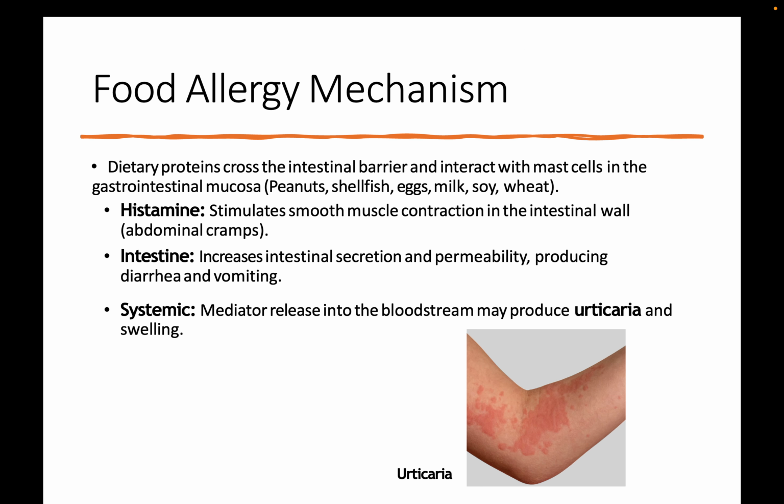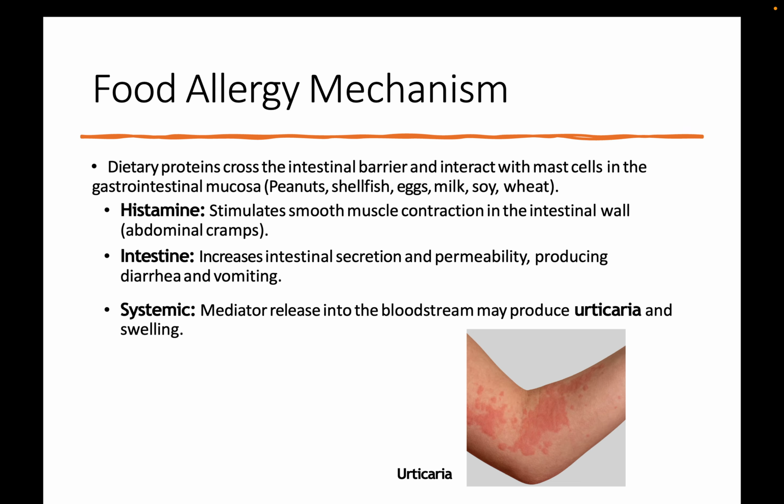Here comes food allergy. Again, very, very similar stuff is happening. You're being exposed to an allergen in your intestine, so more in your gastrointestinal mucosa. There your mast cells start to interact with peanuts, shellfish, eggs, milk, soy, wheat, so many different types of things that can actually happen.